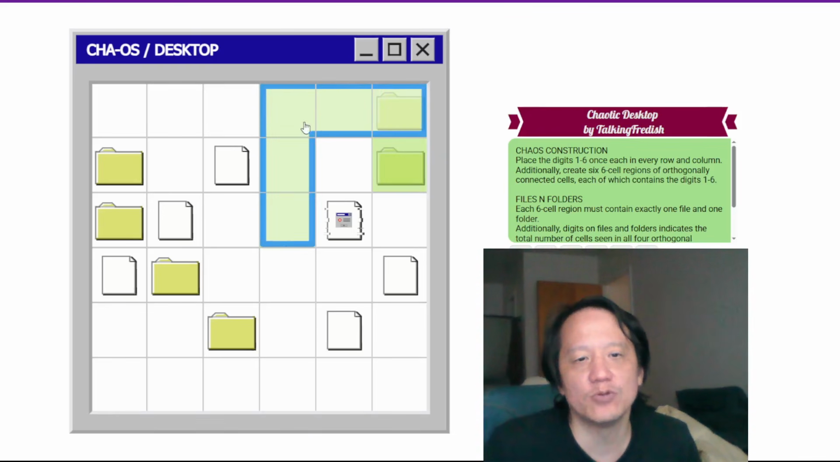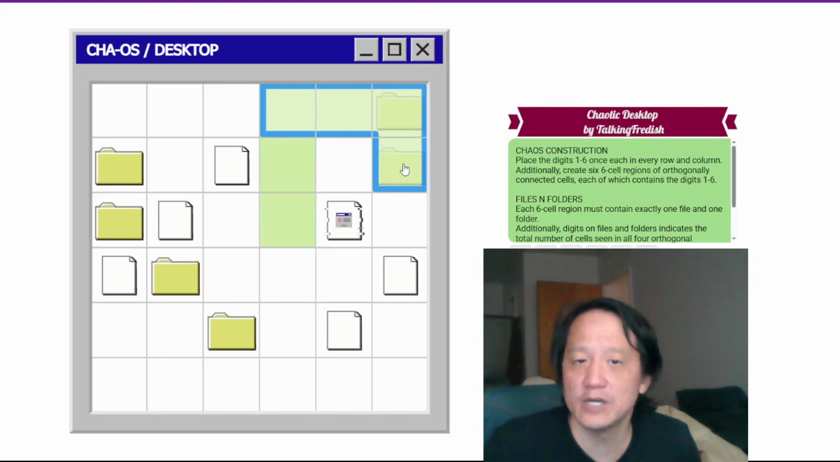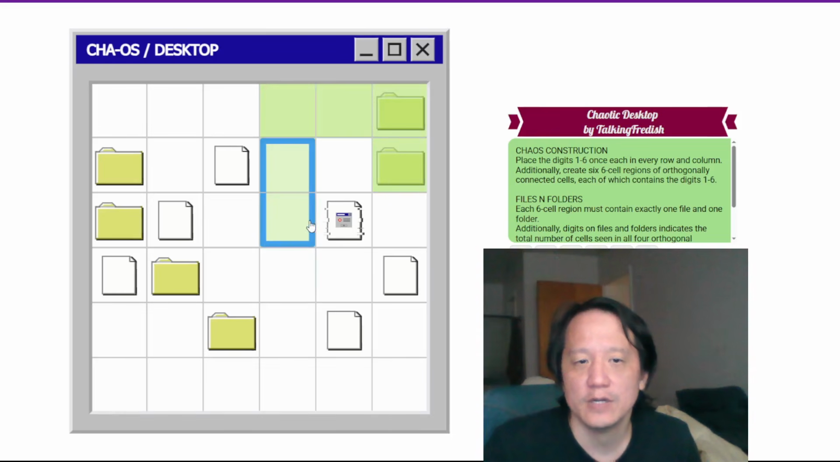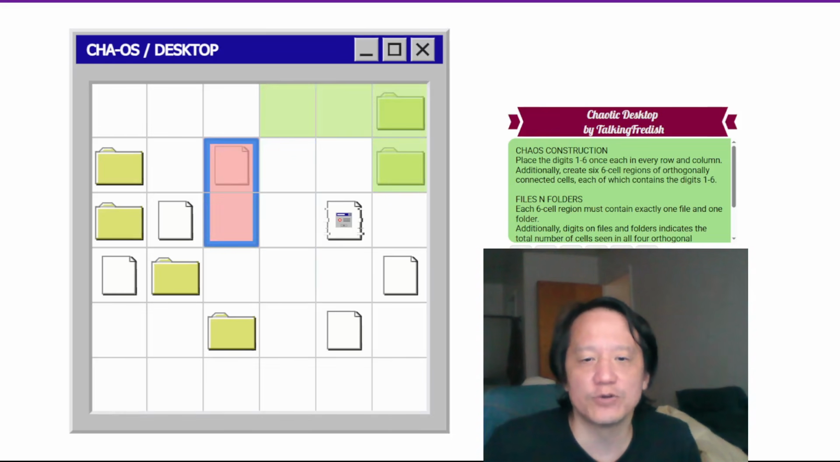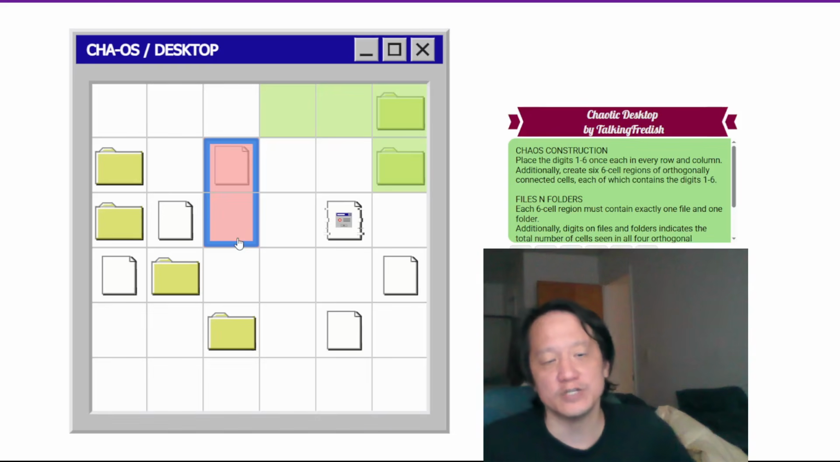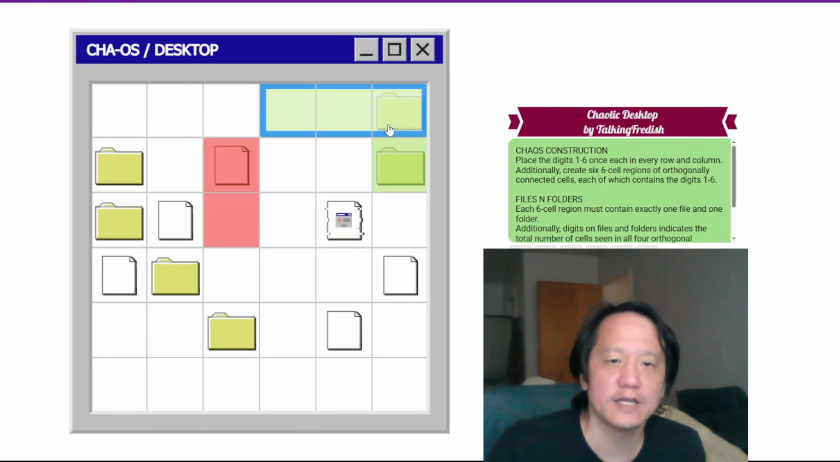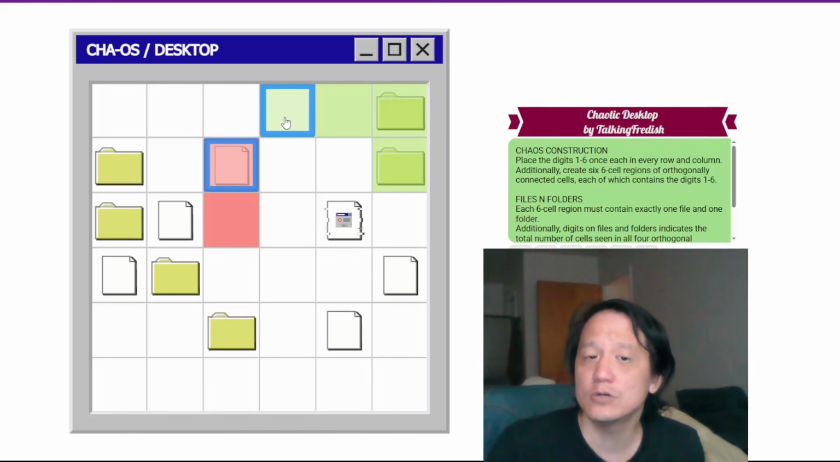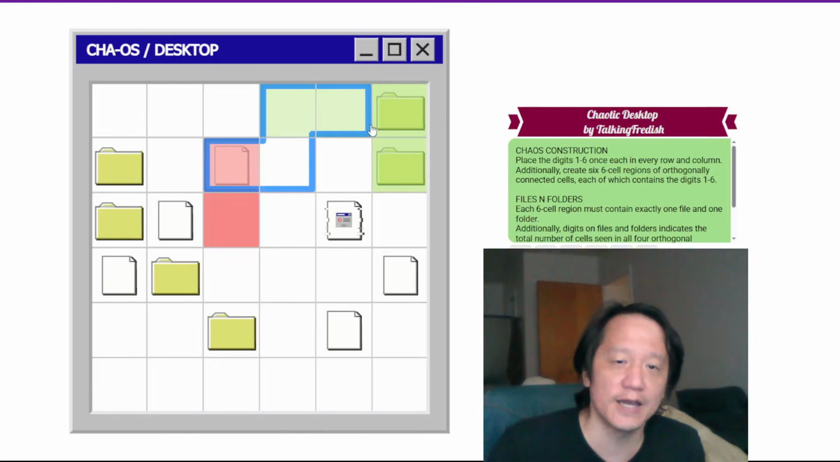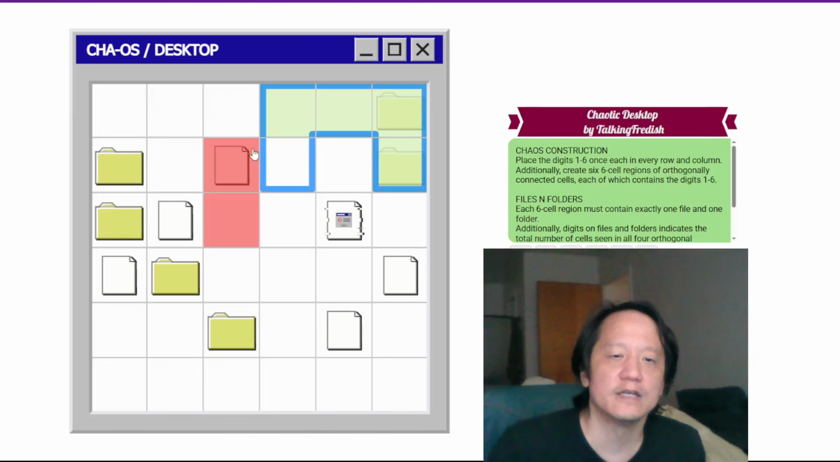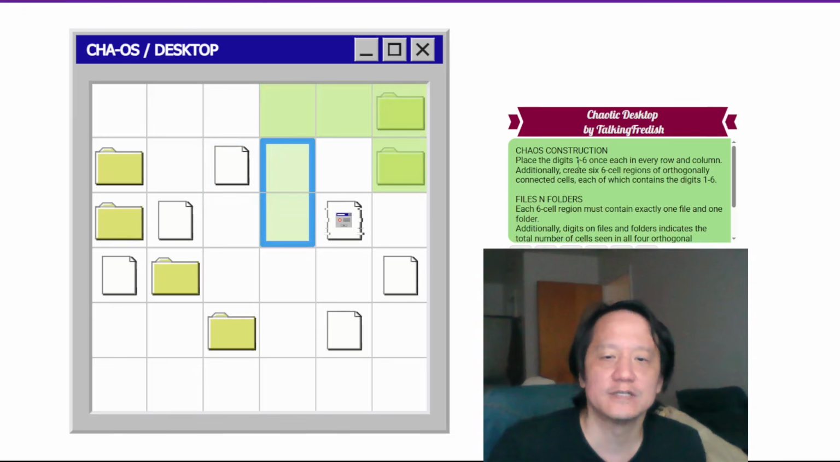So this is an example of a valid orthogonally connected region, because you can get from any cell in that region to any other cell in that region just by going through edges while staying within the region. This is an example of an invalid orthogonally connected region, because these two cells can get to each other through edges, but they can't get to any other cells in that region by doing so. They either have to go through a corner, or go through an edge and exit the region, and neither of those is allowed. So that's an example of how chaos construction rules work.